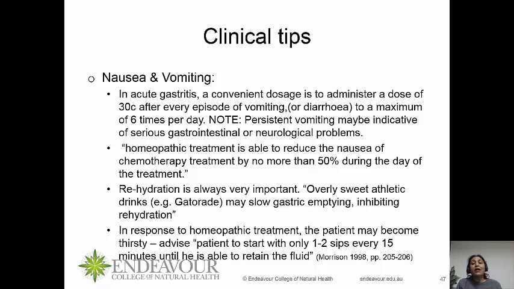Okay. Now, in response to homeopathic treatment, the patient may become thirsty, and this is a good sign. So, advise the patient to start little by little. Don't gulp the whole thing. Just start with 1 or 2 sips every 15 minutes until they are able to retain the fluid. But if they say that they want to drink, it's a good sign. So, continue with the medicine.